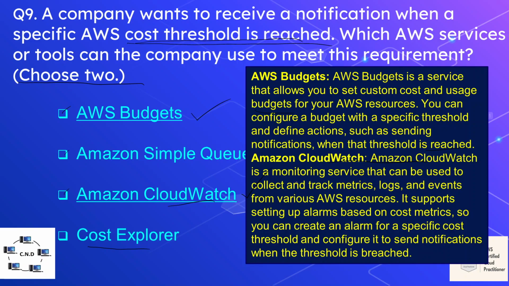Amazon CloudWatch is a monitoring service that can be used to collect and track metrics, logs, and events from various AWS resources. It supports setting up alarms based on cost metrics, so you can create an alarm for a specific cost threshold and configure it to send notification when the threshold is reached. So both AWS Budgets and Amazon CloudWatch can be used for the notification of cost threshold, but they both do it in different ways.